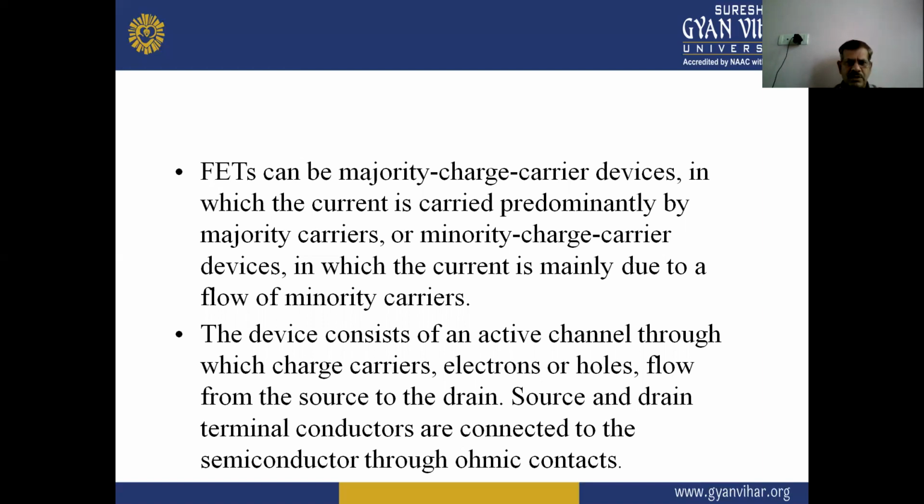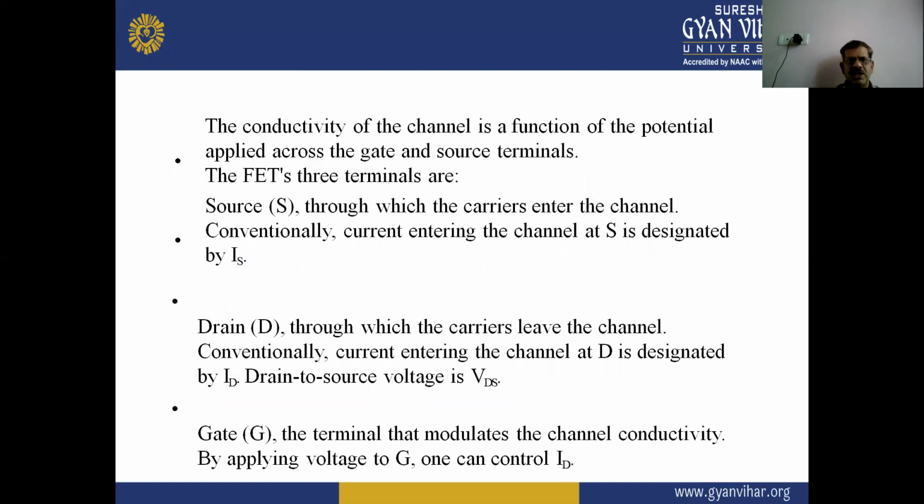The device consists of an active channel through which charge carriers, electrons or holes, flow from the source to the drain. Source and drain terminal conductors are connected to the semiconductor through ohmic contact. So source and drain are terminals of the FET, and the conductivity of the channel is a function of the potential applied across the gate and source terminals. So there are a total of three terminals in FET. One is source, second is drain, and third is the gate. So FET is a three terminal semiconductor device.